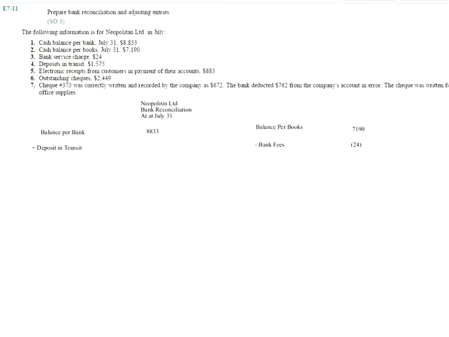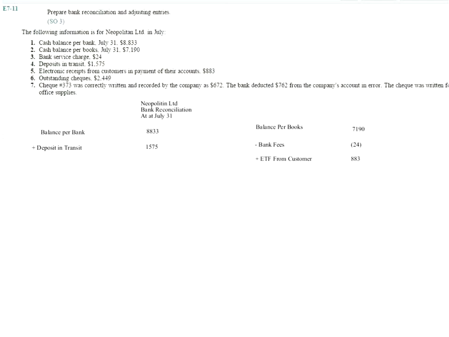We have some deposits in transit of $15.75 that the bank hasn't received yet, so we should increase our balance as per the bank for those deposits in transit. Number 5 says we had an electronic receipt from a customer in payment of their accounts. So again, they went directly to the bank to pay. They didn't tell us. So increase electronic funds transfer from customer for $883.